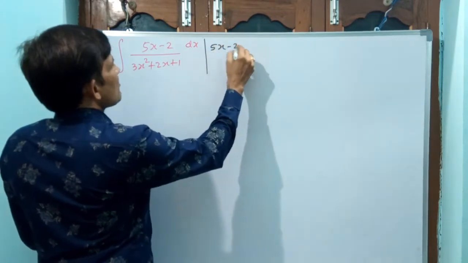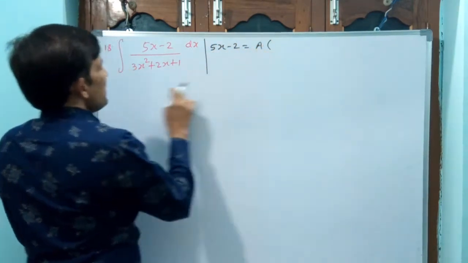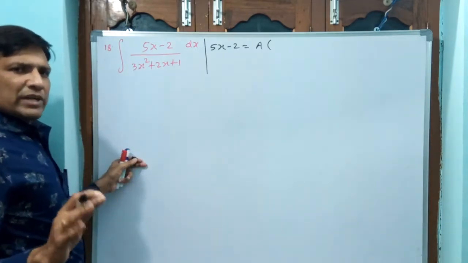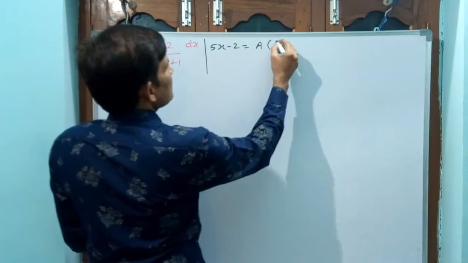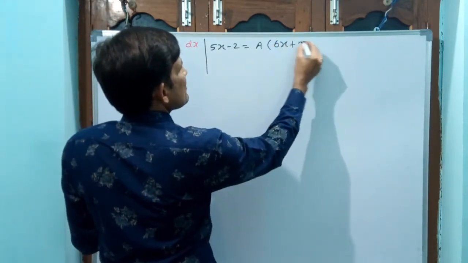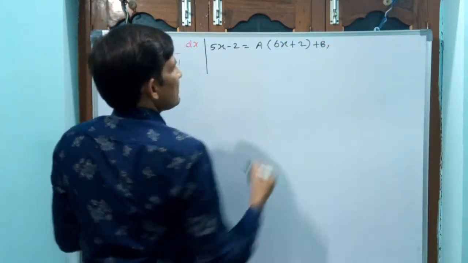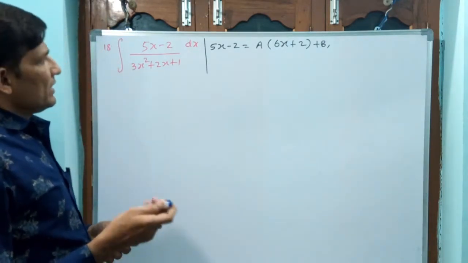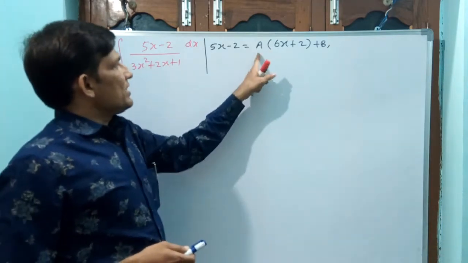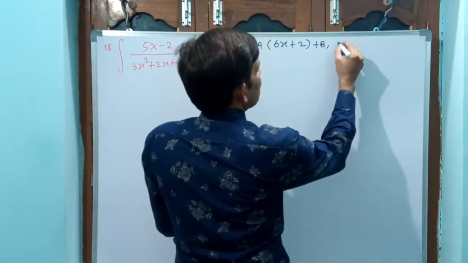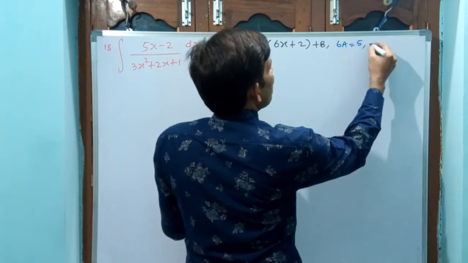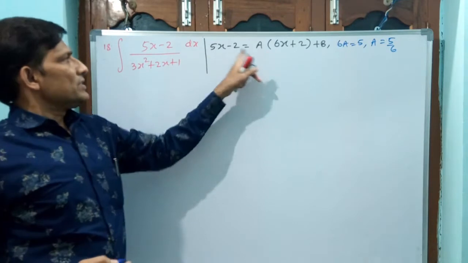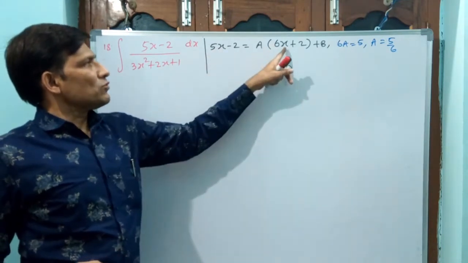See what I am doing. 5x minus 2 is equal to a times d by dx of this one, okay, one step I am jumping, several questions we have done, this much we can do, a times (6x plus 2) plus b. Is it okay? Definitely okay. Now you see, 6a is equal to 5, which leads to a is equal to 5 by 6. The x coefficient is 5, and on the other side the x coefficient is 6a.